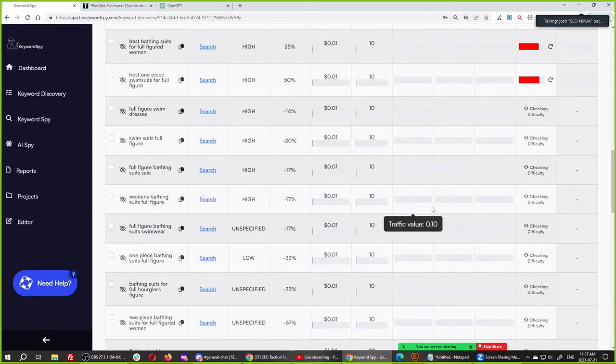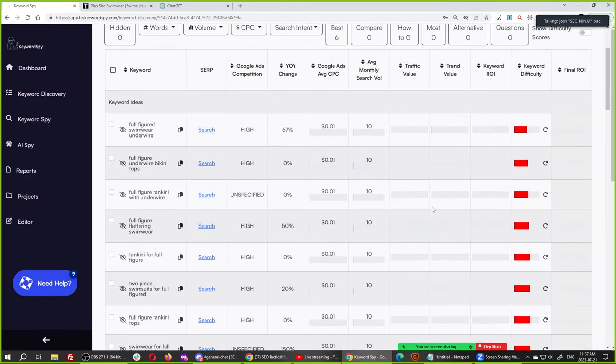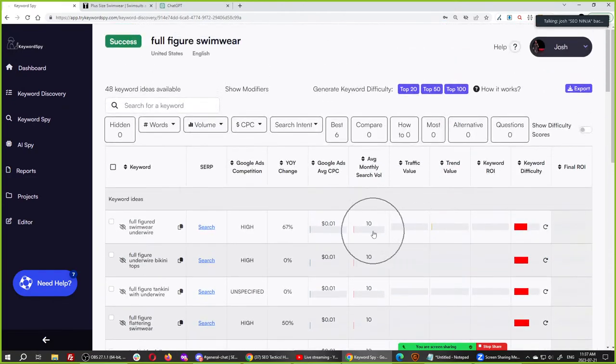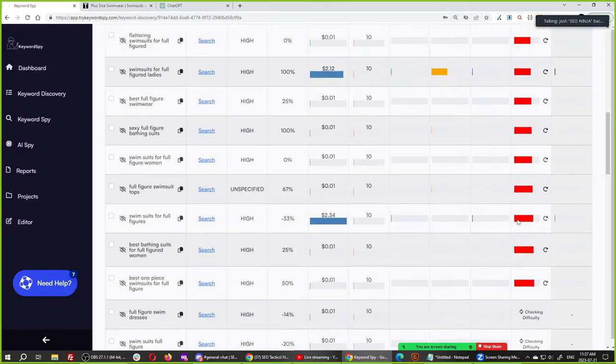So make sure to hit me up. I'll export all these and send them to you later on. That would be the easiest keywords. It would be the ones with least traffic might be easier. I would sort by year-over-year change, the highest ones. I would do the keyword difficulty for these and check to see how difficult they're going to be.